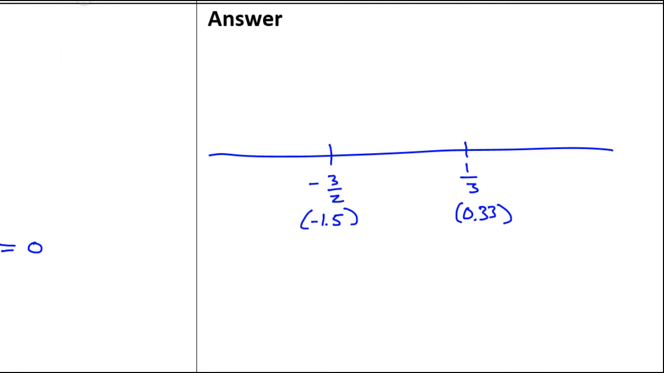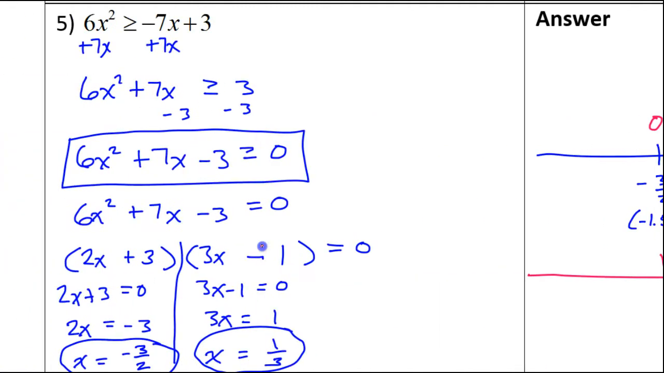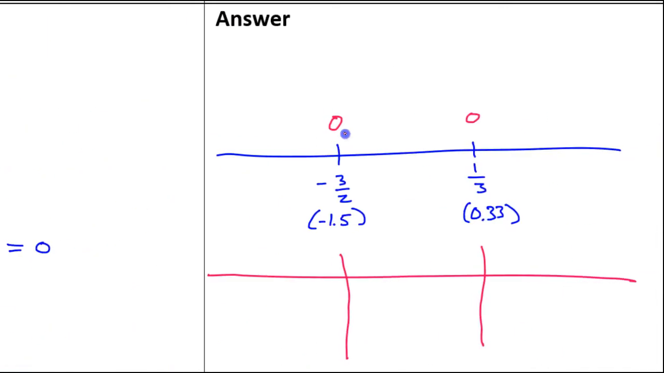the test values that we're going to need, because these values, these key values, these critical values, divide the number line into 3 intervals, like so. Now, I'm going to need to plot these points, and I need to decide will they be open circles or closed circles. Well, since we want values that are greater than or equal to 0, we want to include values such as these where the function is equal to 0. So we'll show that by making them closed circles.